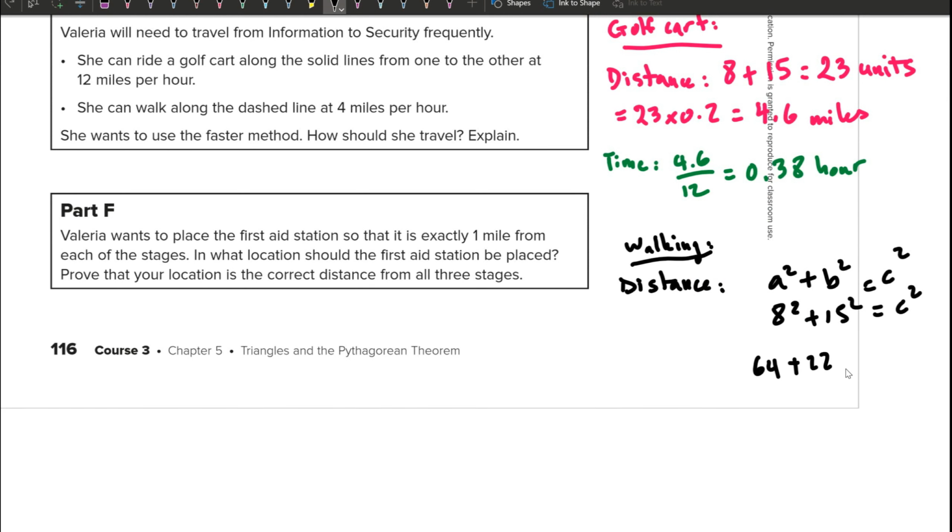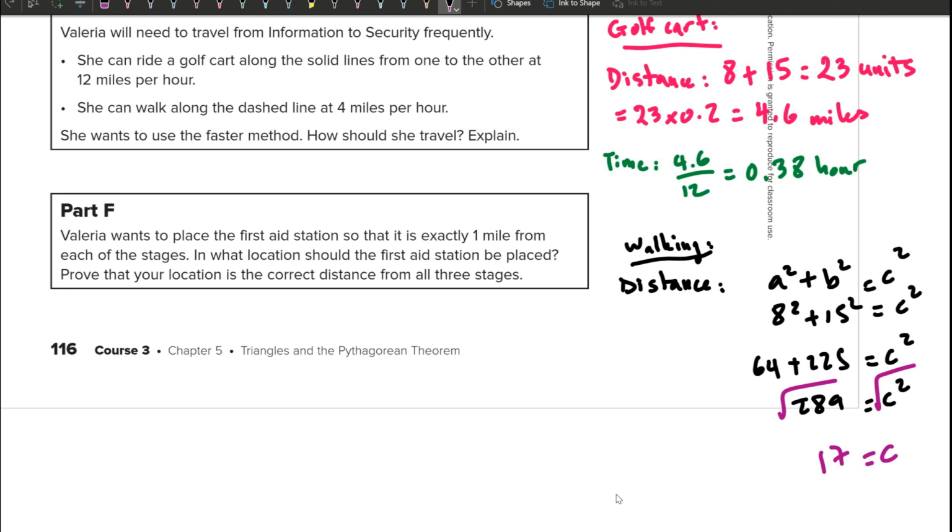64 plus 225 equals C squared. And 64 plus 225 will be 289, equal to C squared. When you take the square root of that, I believe it's 17. So C equals the square root of that. Yes, that will give you 17. So the distance is 17 units.